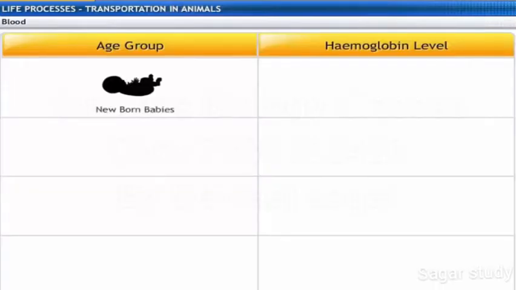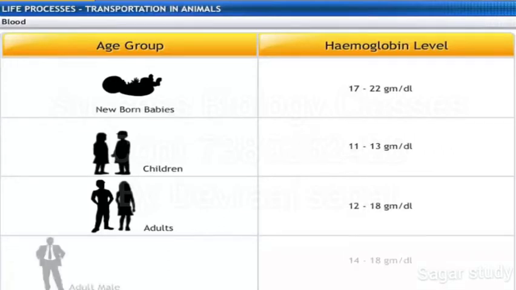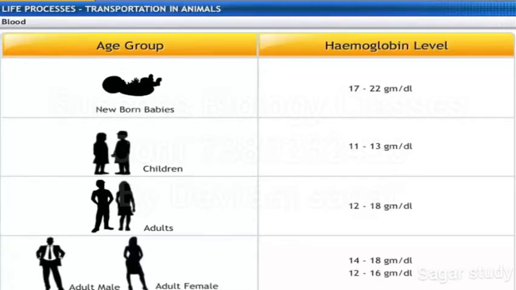In newborn babies, 17 to 22 gram per deciliter of hemoglobin is present. For children, the normal range is in between 11 and 13 gram per deciliter, and for adults, it is between 12 and 18 gram per deciliter. An adult male has a hemoglobin level between 14 and 18 gram per deciliter, and in adult women, it is between 12 and 16 gram per deciliter.